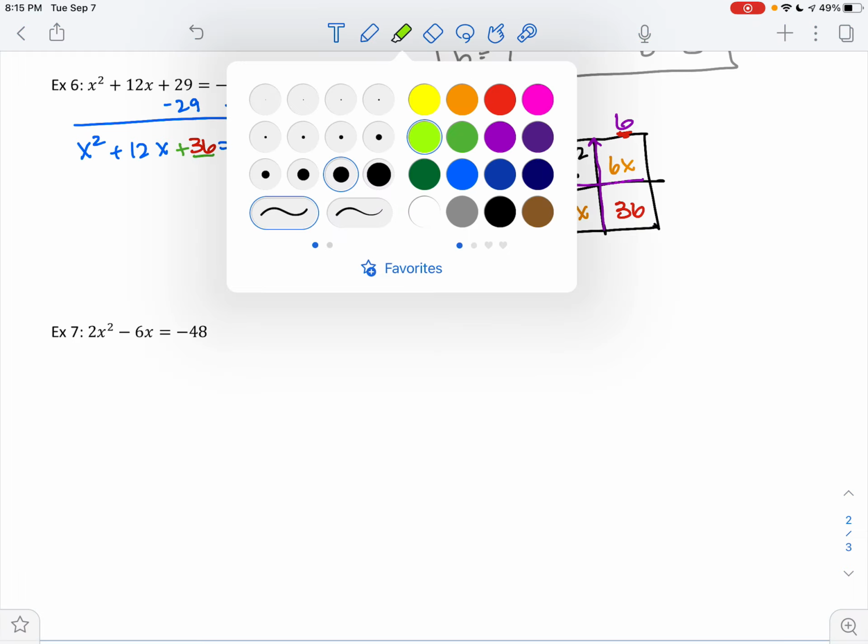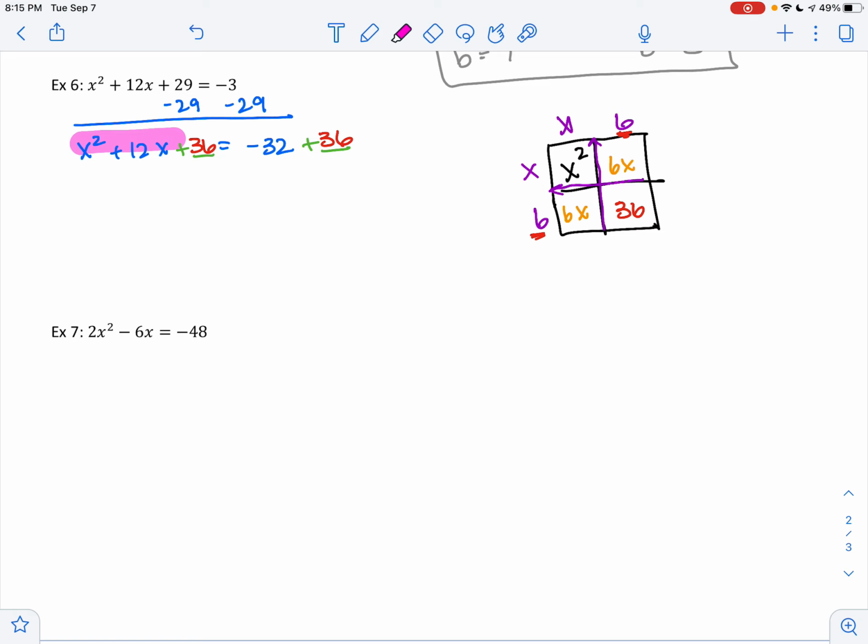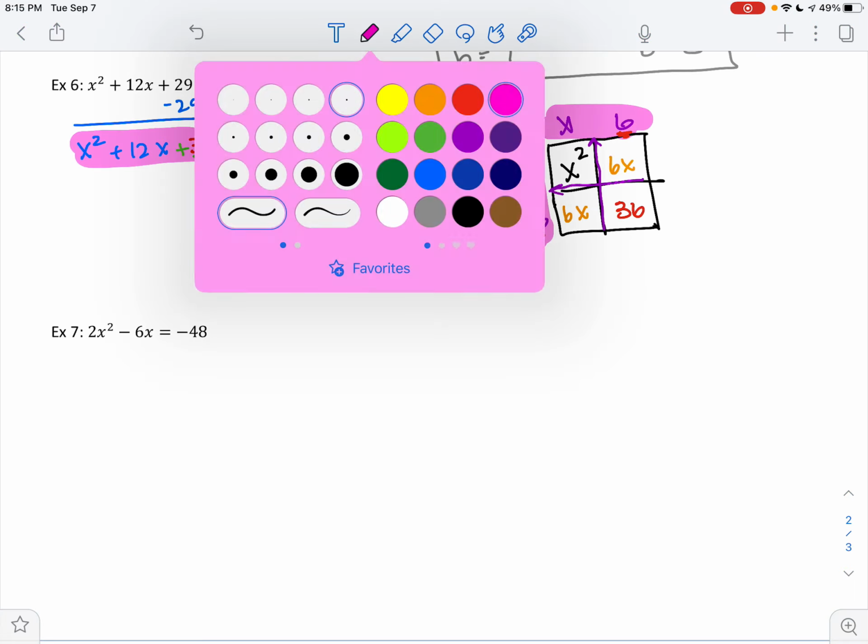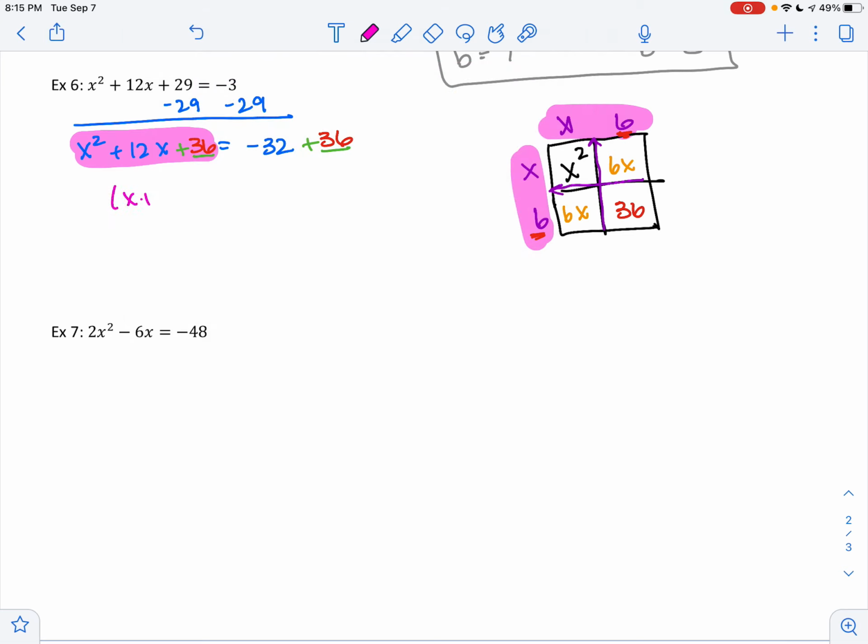On the left side of my equation, I have x squared plus 12x plus 36. I've just factored that. That's x plus 6 times x plus 6, which is the same thing as saying x plus 6 squared. Negative 32 plus 36 is 4.